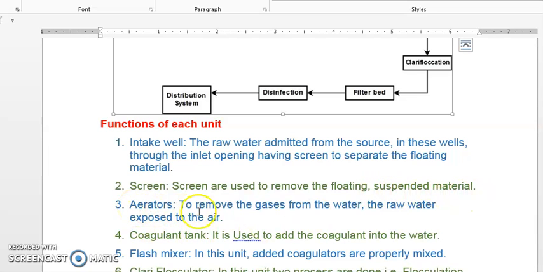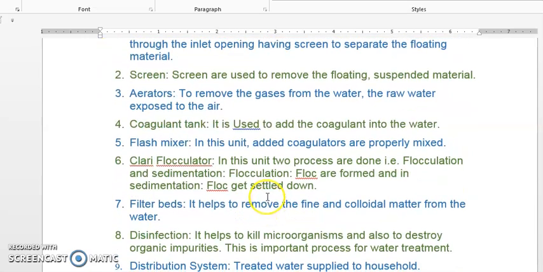Then you have aerators for the removal of gases from the water, the raw water exposed to the air, so that unwanted gases are driven out and more amount of oxygen is absorbed, so water becomes more fresh, right? So nowadays, because most of the time we are using water from impounding reservoirs, generally nowadays most of the treatment plants have aerators, right? Because it is stagnant water, impounding reservoirs, stagnant water, so a lot of gases will be there because the water is not moving, it is not fresh, right? So aerators are nowadays generally provided.